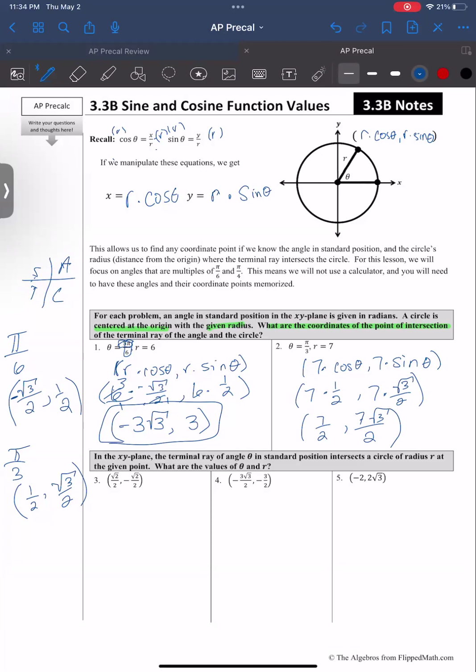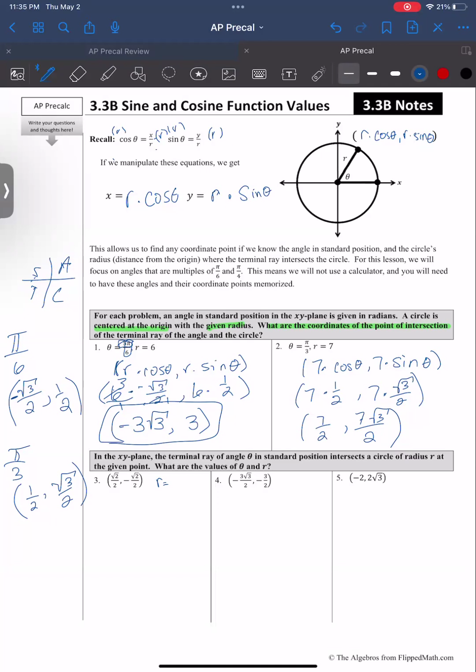Now, for parts 3, 4, and 5, it's basically the opposite. I'm going in the opposite direction, right? They're giving me the points of intersection, and they're saying, what is the radius and theta, right? So in this first example, the first thing I can tell, notice that both x and y are square root of 2 over 2. There's nothing else that's different about them. Those are the values for pi over 4 that we've been seeing, right?